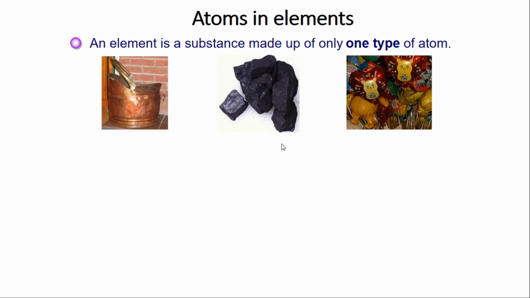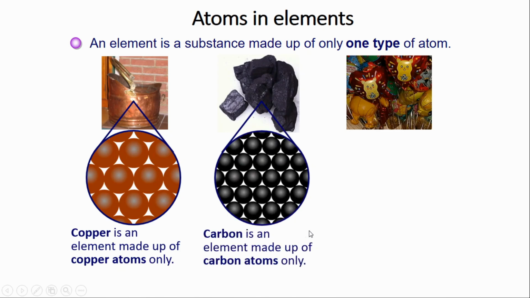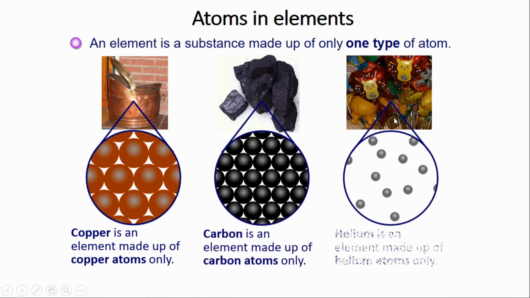So I have a couple of examples here. This bucket on the left is made up of only copper atoms. So copper is an element made up of copper atoms only. Next we have carbon in the middle. Carbon is made up of carbon atoms only. And finally on the right here we have these balloons filled up with helium, and helium is an element made up of only helium atoms. So the key point here is that an element is a substance made up of only one type of atom. On the left only copper, in the middle only carbon, and on the right only helium.